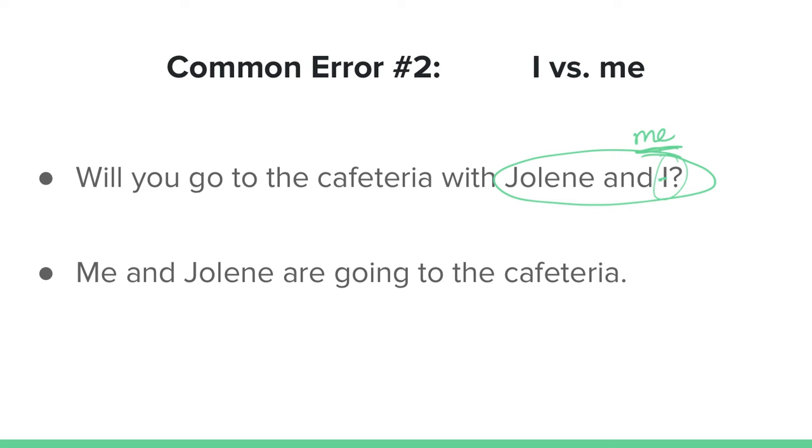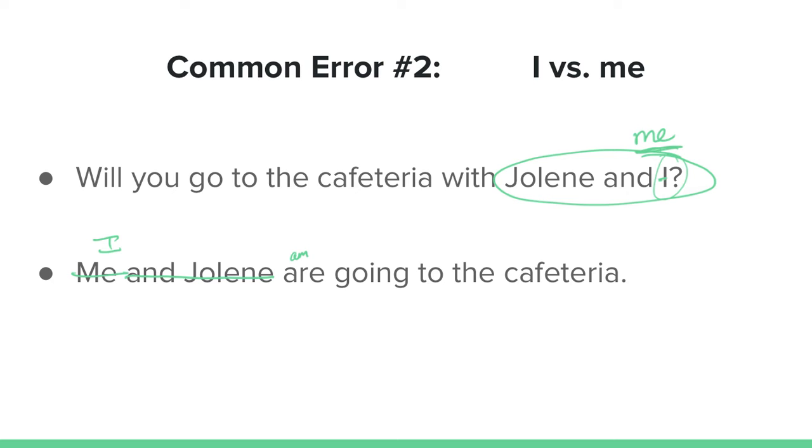Down here, me and Jolene are going to the cafeteria. Well, like I said, just delete the other person and see how it sounds. Me are going to the cafeteria. No, we would never say that. We would say I. You have to change this to a singular. I am going to the cafeteria, but you would never say me am going to the cafeteria.